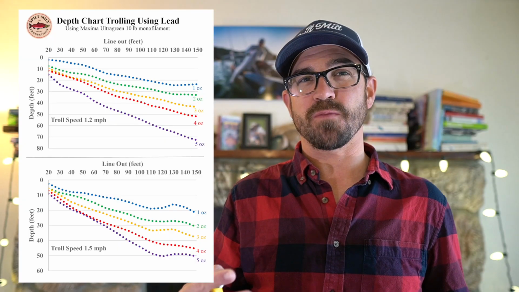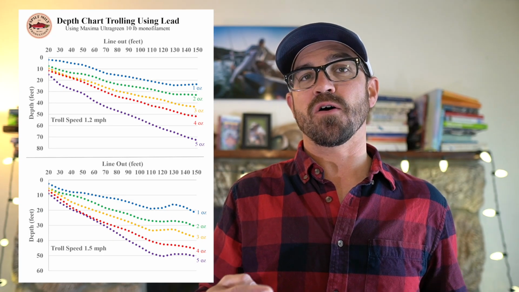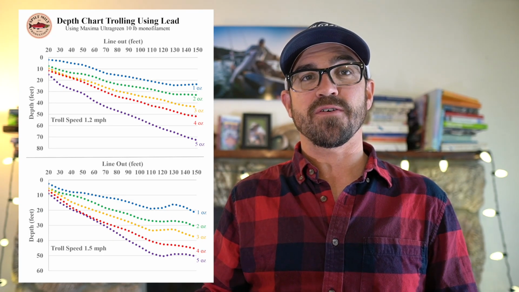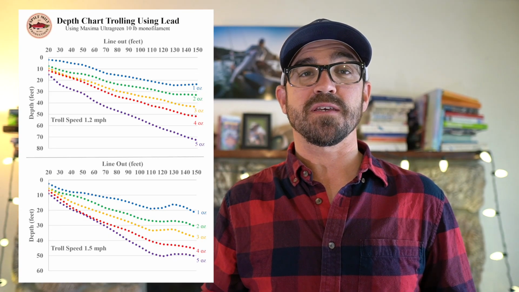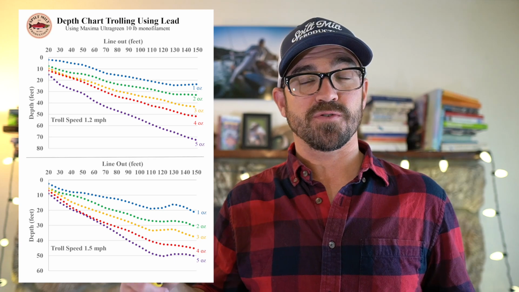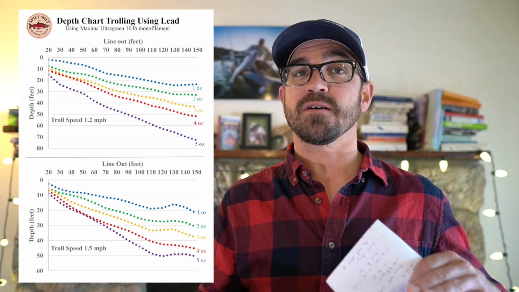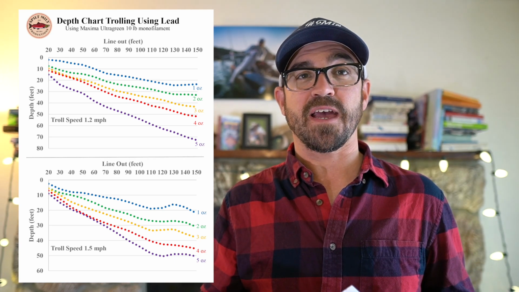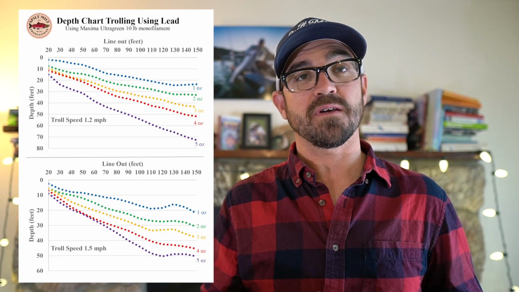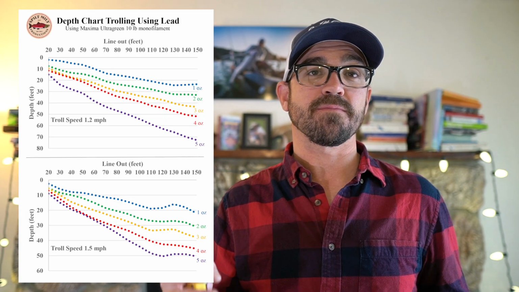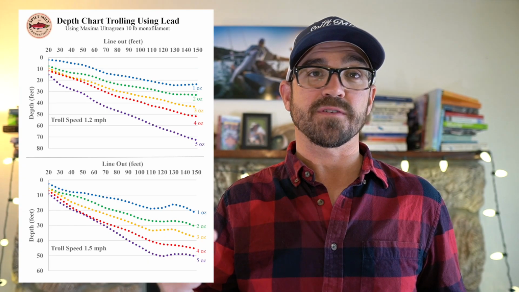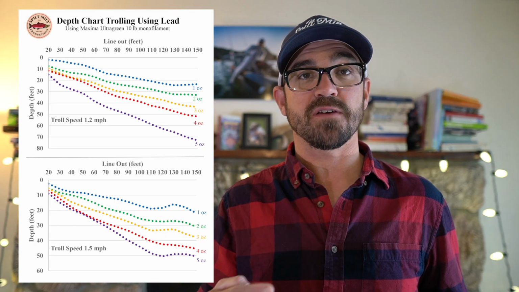Now the other product is a colorized visual chart representation of how the amount of line you have out and the amount of lead you had on affects at what depth you'll be. On this one, the line out goes across the top, and then on the left hand side you're going to have the depth that you're at, and then there's 5 different colors representing the different weights: 1 ounce, 2 ounce, 3 ounce, 4 ounce, and 5 ounce.